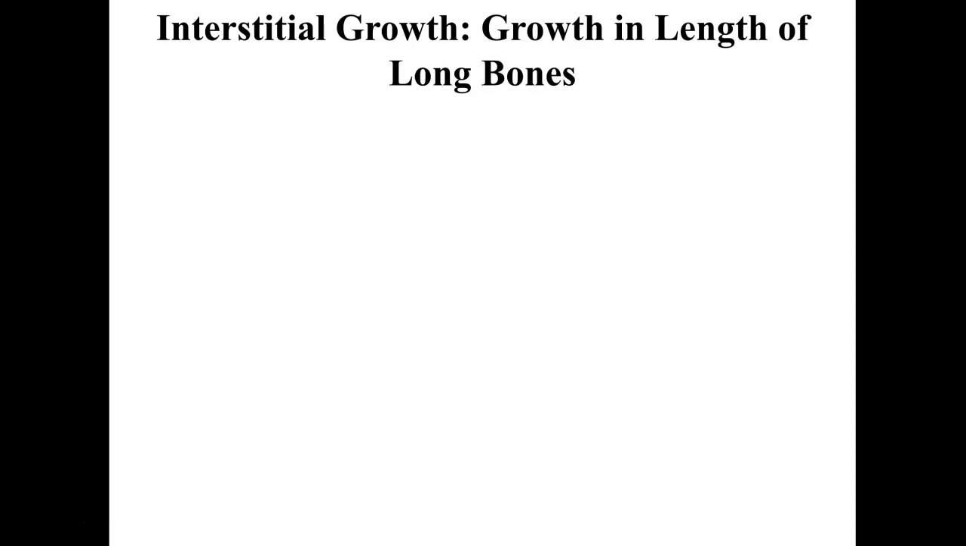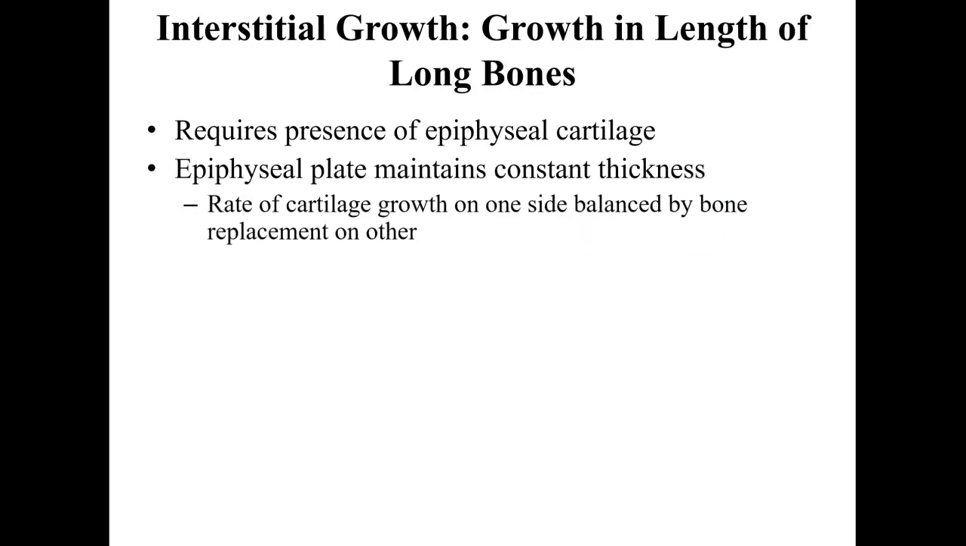Right, with the interstitial growth or growth in length of the bones, it's going to require the presence of that epiphyseal cartilage. So in order for it to lengthen, remember, you have to still have a growth plate there, and that growth plate is made of cartilage. So the epiphyseal plate is going to maintain a constant thickness. And so that rate of cartilage growth is going to be on one side, and it's balanced out by the replacement on the other side.